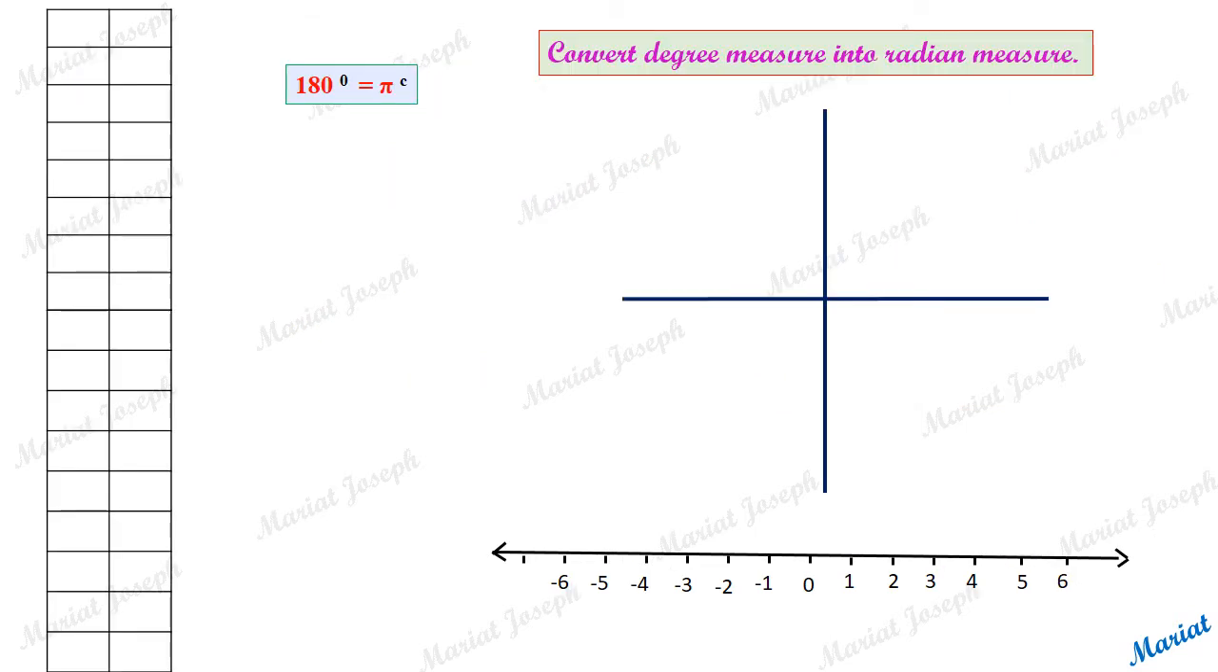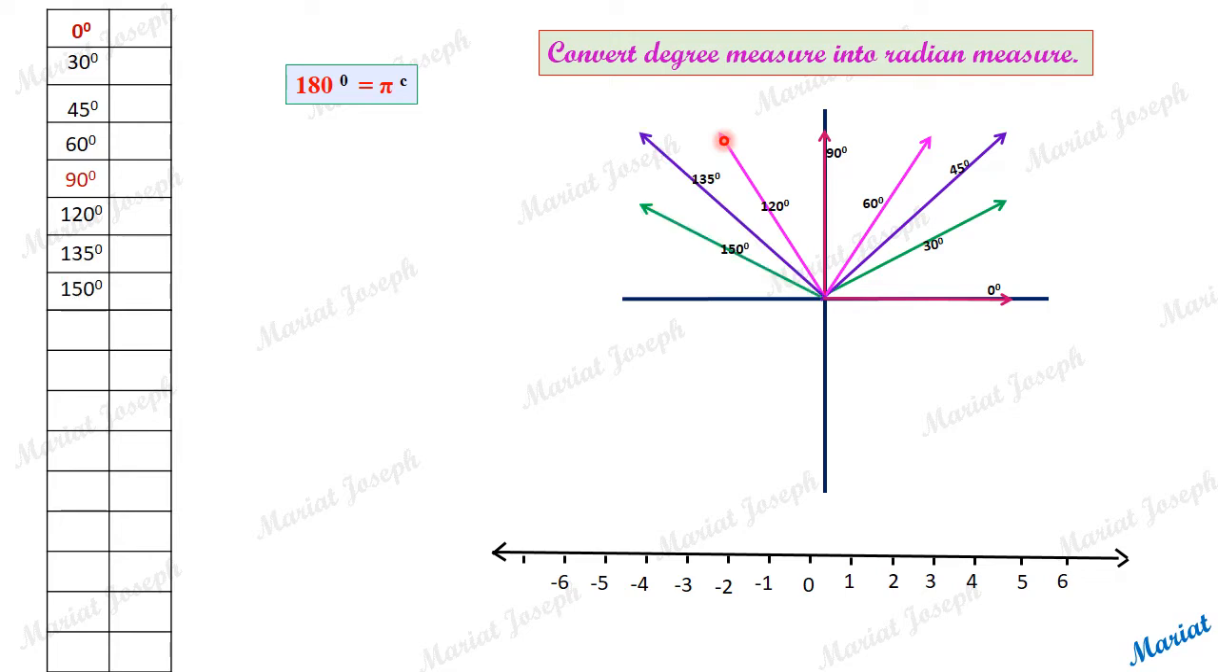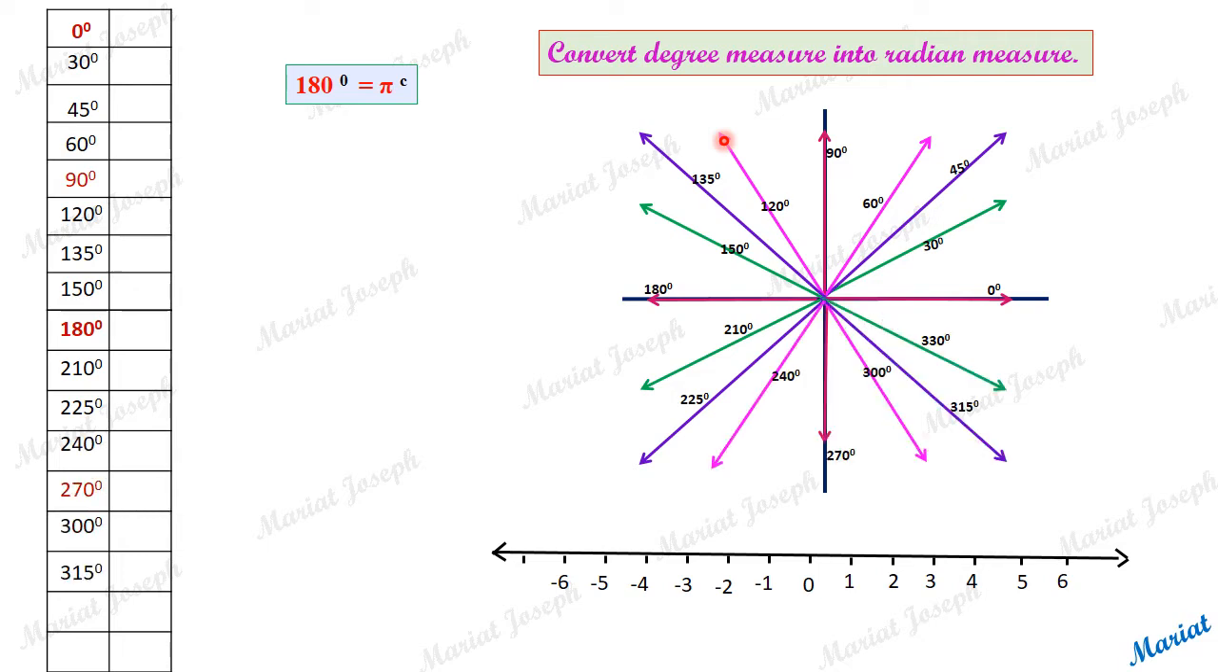As we are introduced to a new measuring system for angles, and we have a connection between the degree measure and radian measure, that is 180 degrees equivalent to pi radians, let us learn how to convert degree measure into radian measure. Various angles we are going to consider: 0 degree, 30 degree, 45 degree, 60 degree, 90 degree, 120, 135, 160, 180, 210, 225, 240, 270, 300, 315, 330 and 360 degrees.